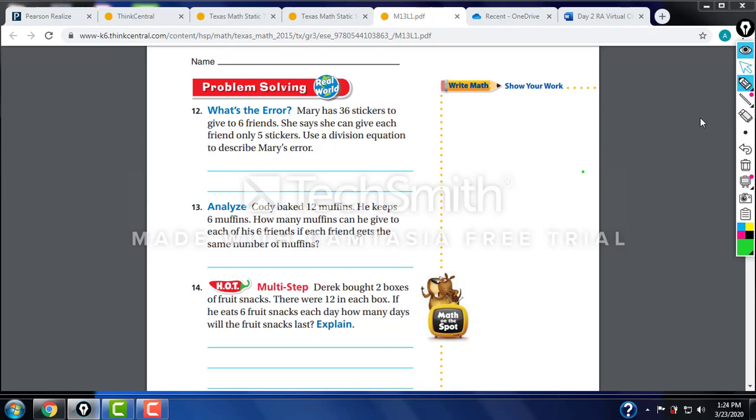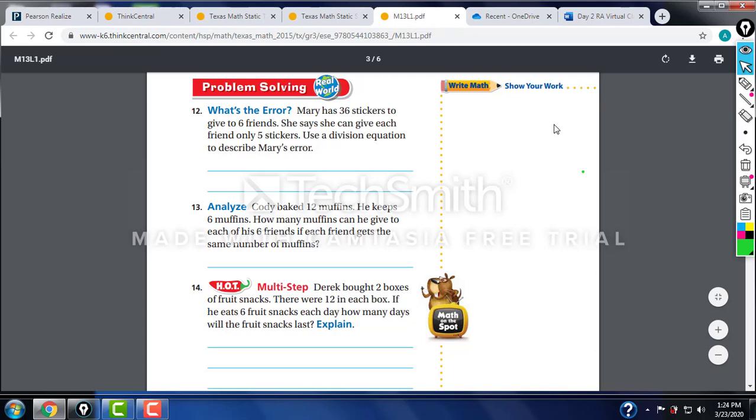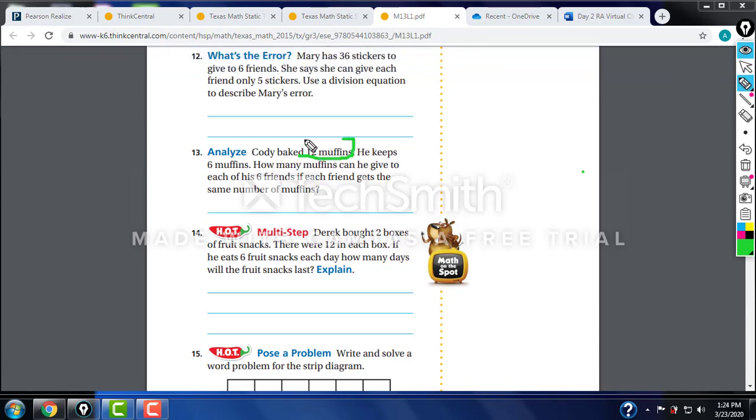Let's look at the next one here. Sorry for that. So we're looking at Cody baked 12 muffins. We're going to analyze this. He keeps 6 muffins. How many muffins can he give to each of his 6 friends if each friend gets the same number of muffins? So let's look and analyze that. So we know he has 12 muffins. He keeps 6. How many muffins can he give to 6 of his friends?